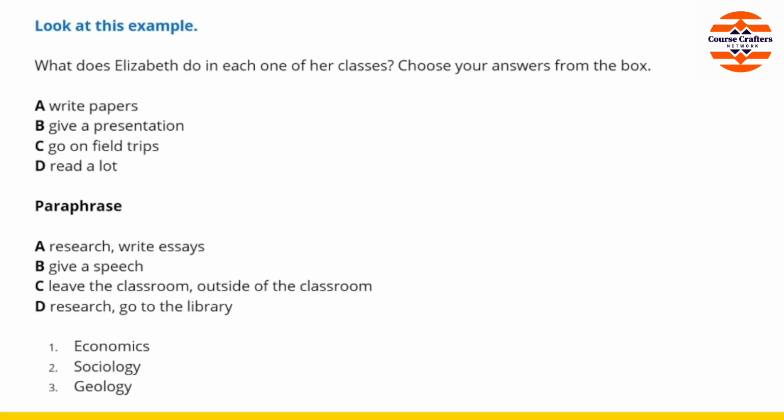In economics class, she is writing papers maybe, so you're going to write down A. Sociology class, maybe she's going on the field trip, so for sociology, you're going to write down C. And for example, geology, maybe she's reading a lot, or maybe she's writing papers as well, so it can be an A or D. As you can see, some answers can be repeated. For example, economics and geology both can be an A. Just pay attention and listen carefully.